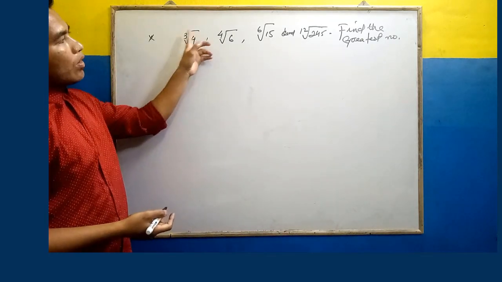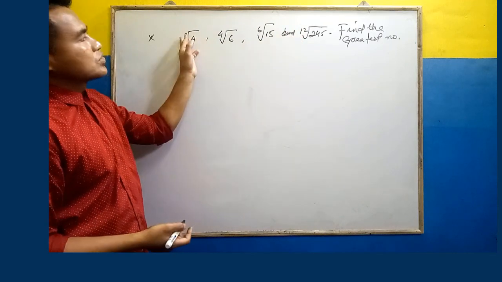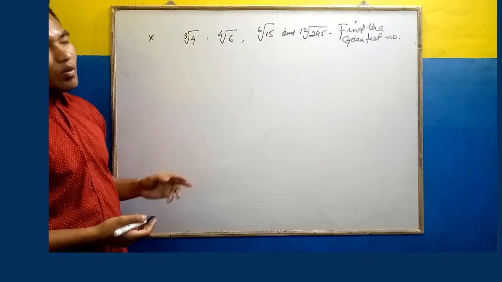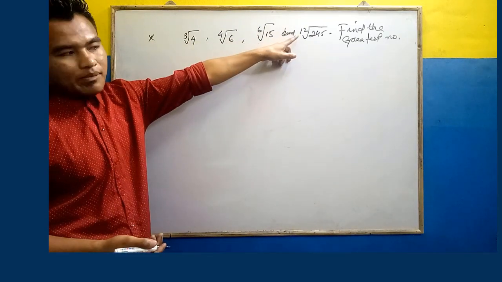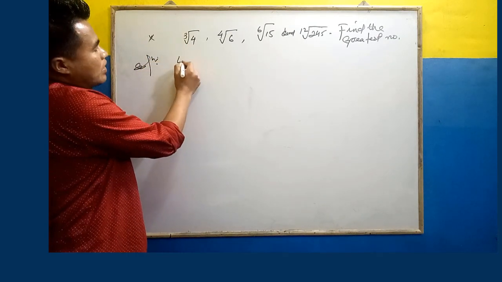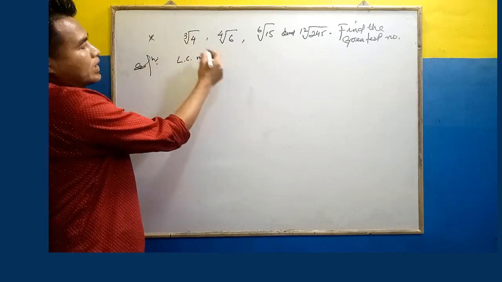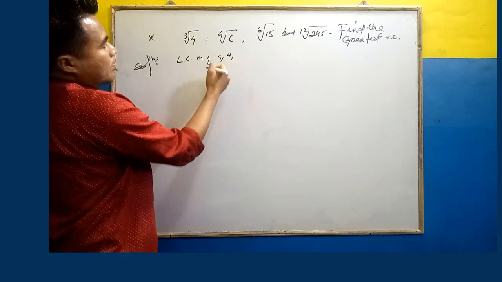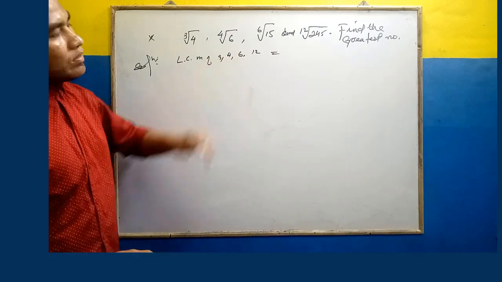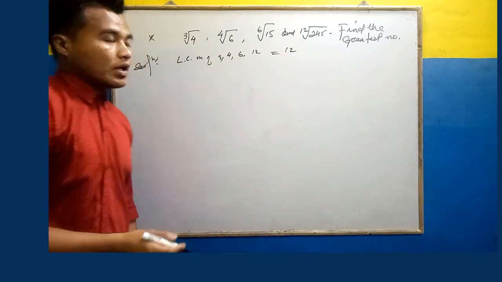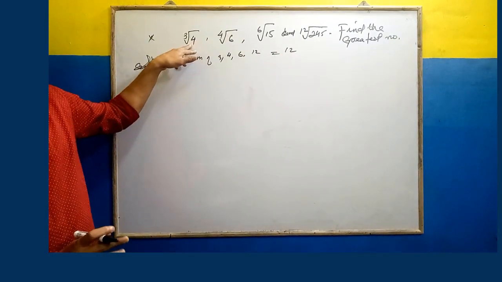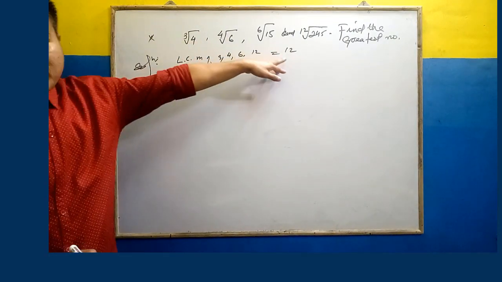Okay, in order to make all the powers the same here, we should take what? LCM. You have to know that. In order to make the same power, you have to take the LCM. So now the solution. Let me take the LCM of the powers here, 3, 4, 6 and 12, which will be 12. Now you have to know that all the powers must be 12.